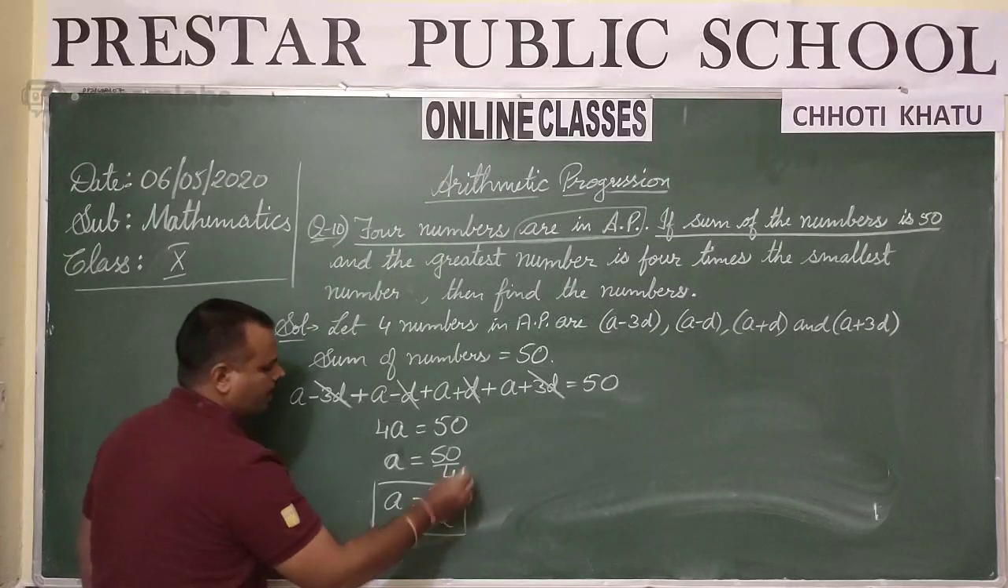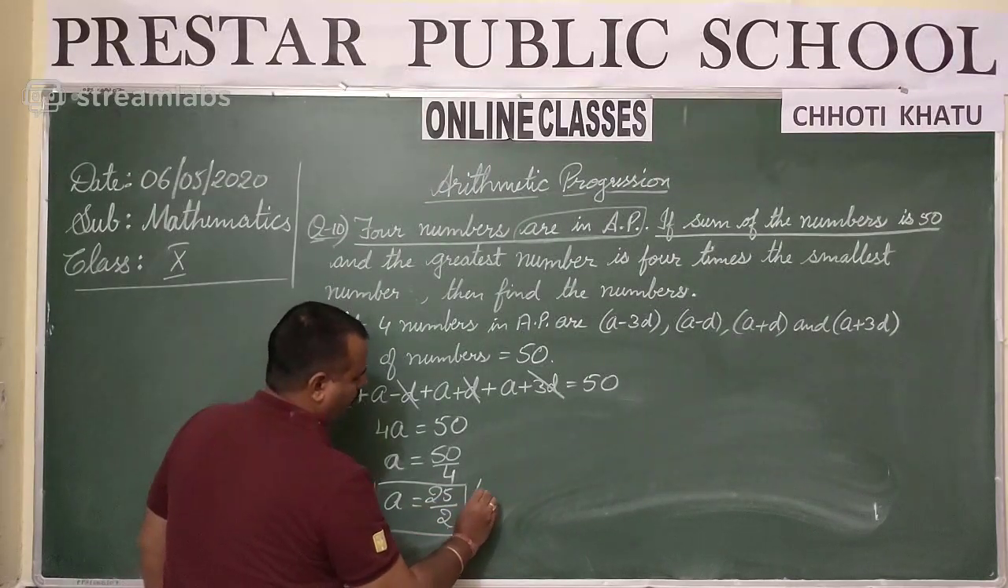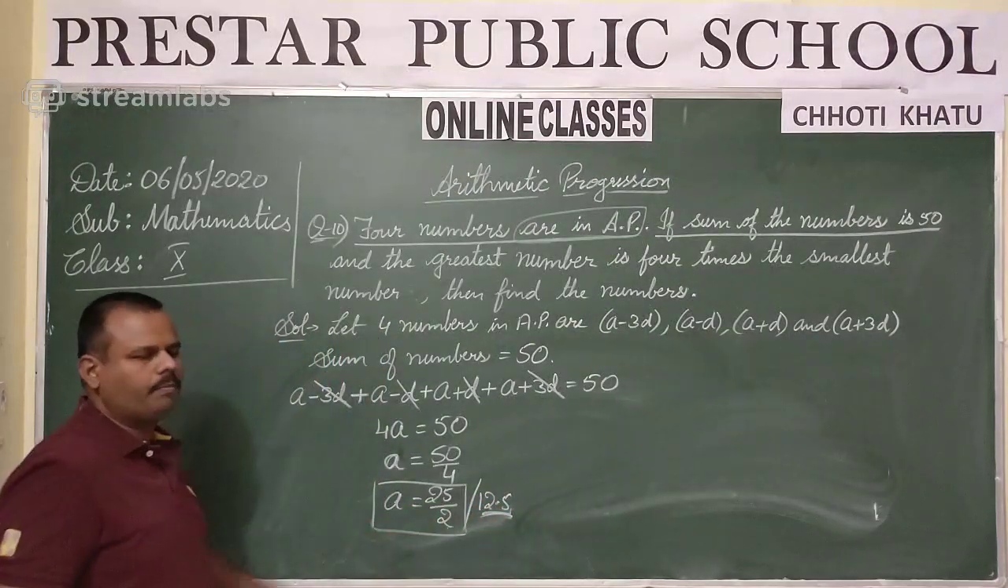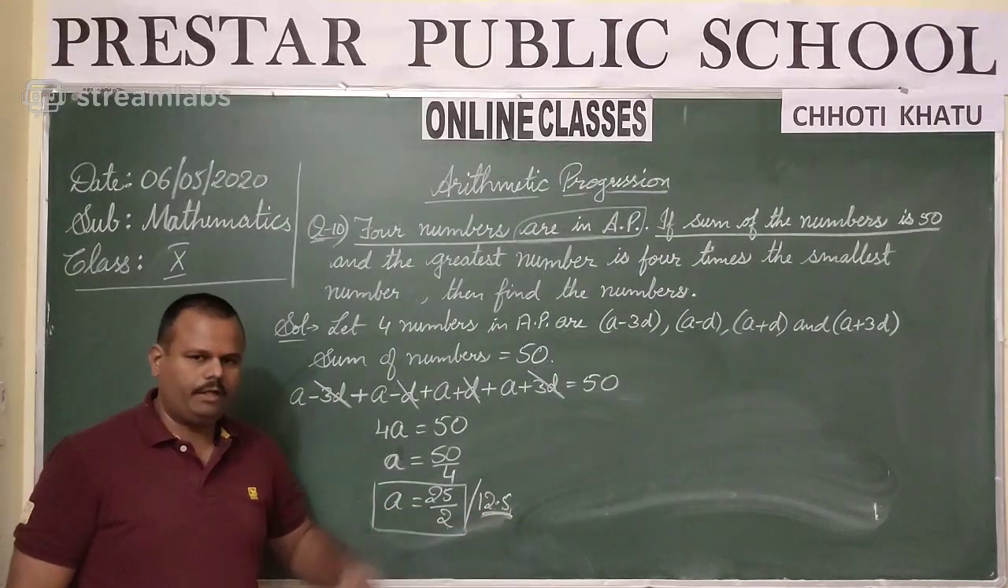Or if you want, you can just write it in decimals also. 25 upon 2 can be written as 12.5. It's up to you whether you keep it in fractions or you write it in decimals. So you have the value of A now.